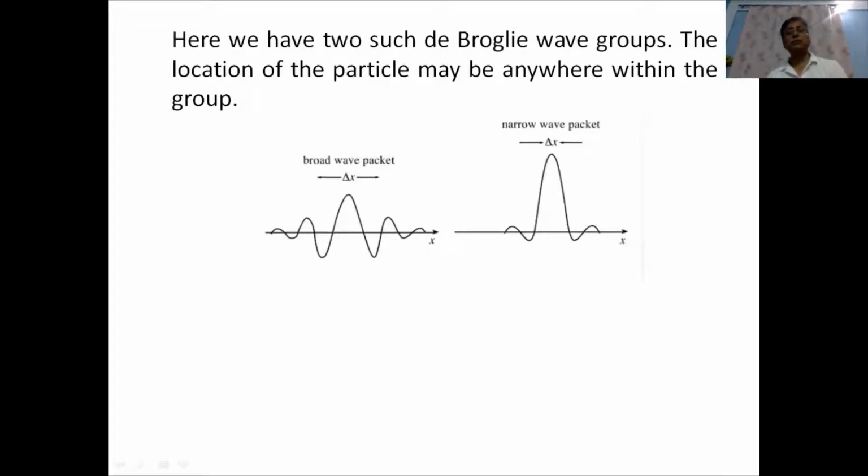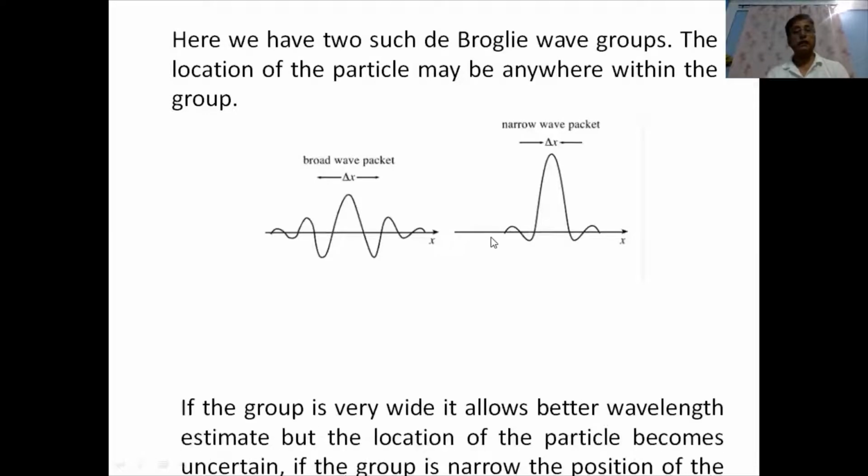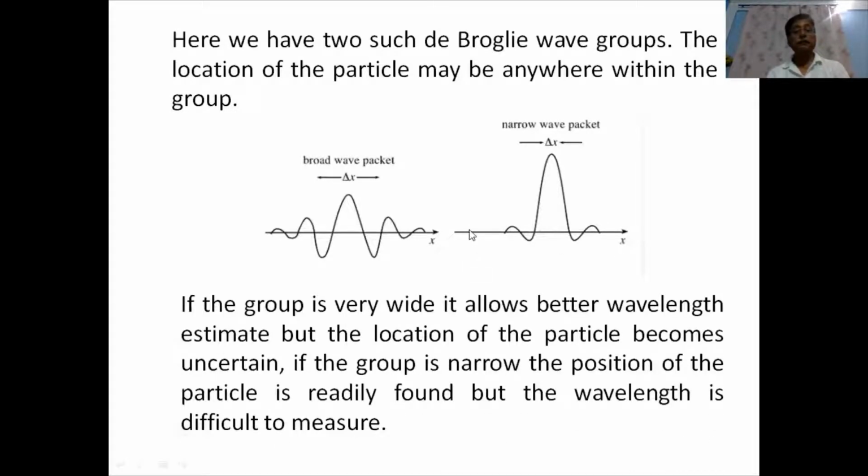Now here we have two such de Broglie wave groups. The location of the particle may be anywhere within the groups. Here we have one wave group, and here we have another wave group associated with two such moving particles. If the group is very wide, like this one, it allows a better wavelength estimate, but certainly the location of the particle becomes uncertain. However, if the group is very narrow like this one, the position of the particle is readily found, but the wavelength is difficult to measure.